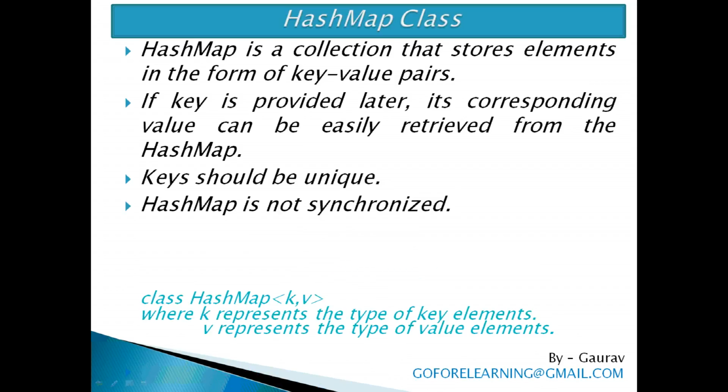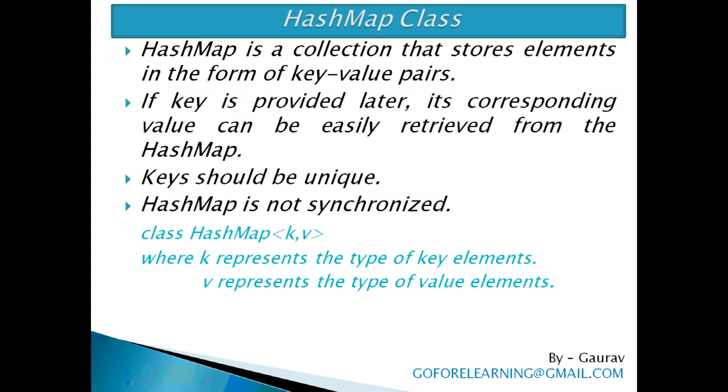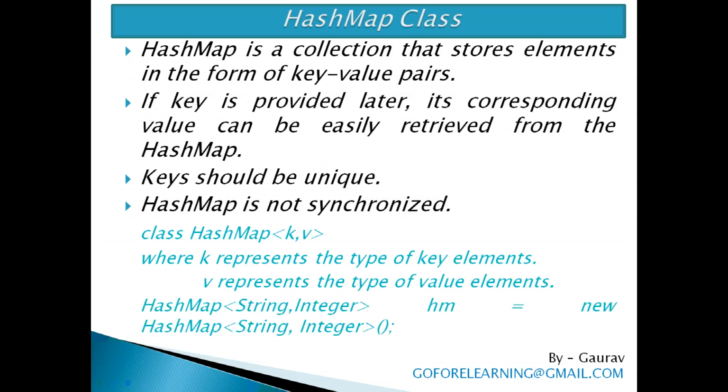We can write the HashMap class as class HashMap<K,V>, where K represents the type of key elements and V represents the type of value elements. For example, HashMap<String,Integer> hm = new HashMap<String,Integer>().